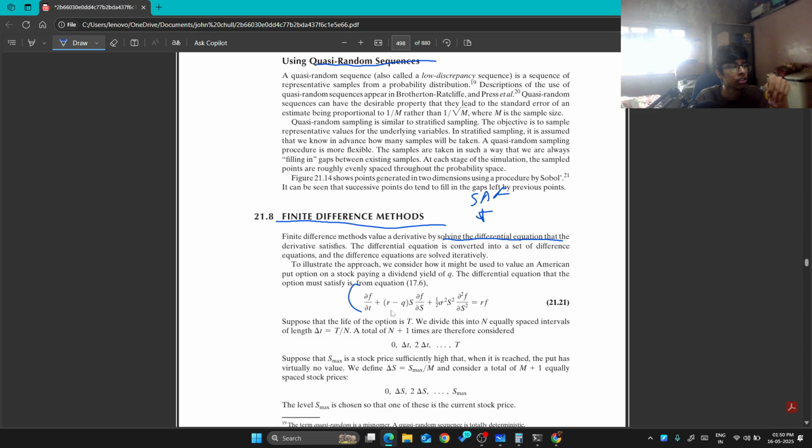So one approach: this is our Black-Scholes differential equation with dividend, right? We divide delta t equal to T by N, and then we have an array of t delta t, and then we have x max, or S max, the maximum value of the stock price, and we have our grid. Okay.